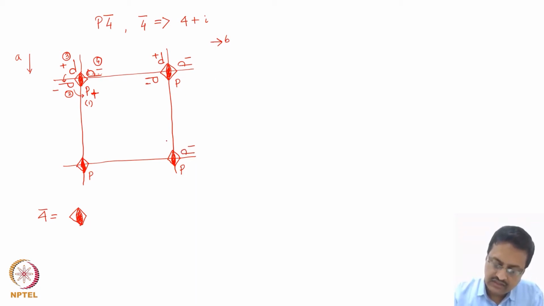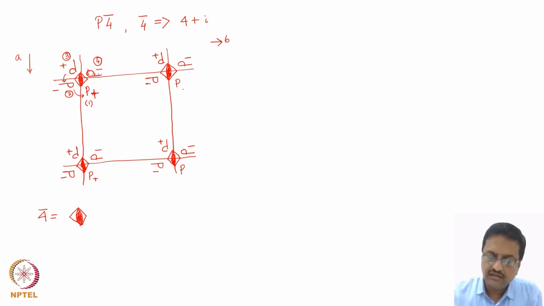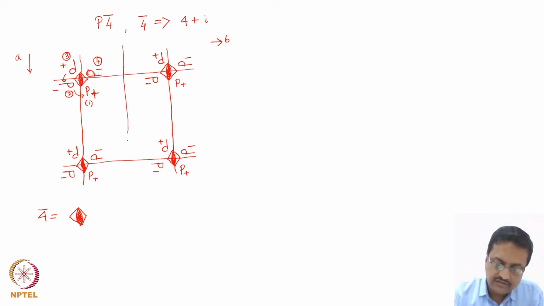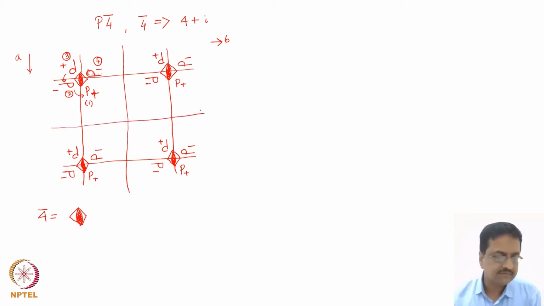I am doing it quickly because I have already explained how this happens. I want to then show you what are the other symmetry elements that got generated because of these four symmetry related objects. So for that I need to divide this square into 4 parts.